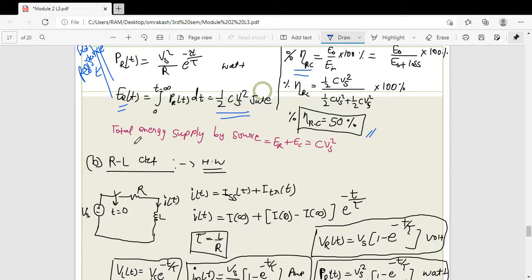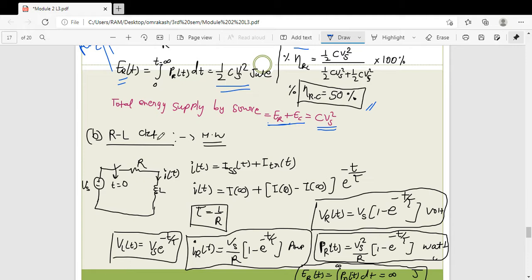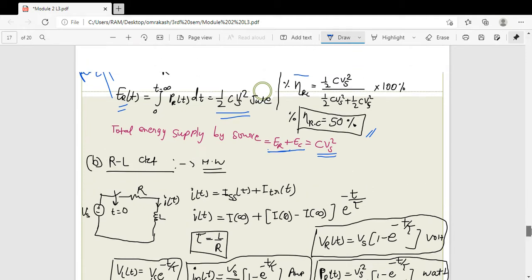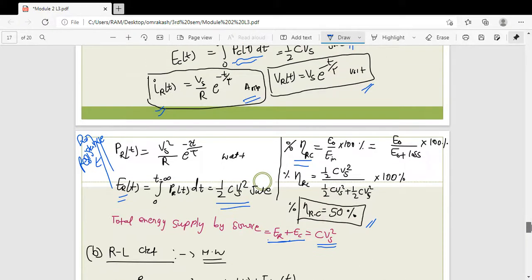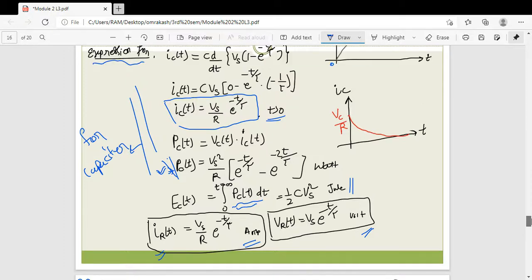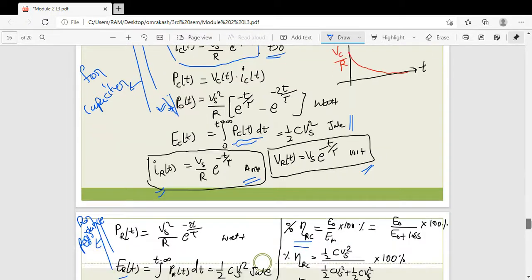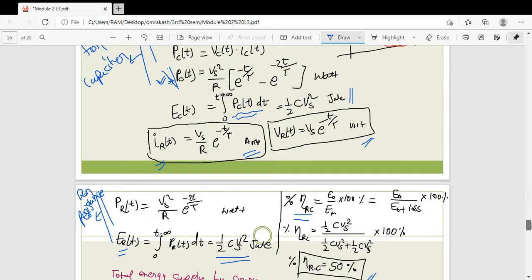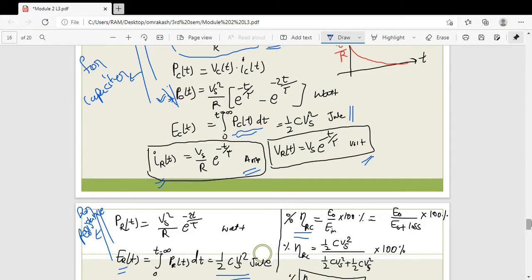Now the total energy supplied by the source is the sum of both the resistor and the capacitor, which you will get as CV square, right? CV square. Now second, this RL circuit, this is all the derivation. You have to remember all these formulas, or you can use that formula for solving the circuit. That's why I'm saying Laplace transform is a very easy method for finding any solution. In time domain analysis, you have to remember or derive the equations.